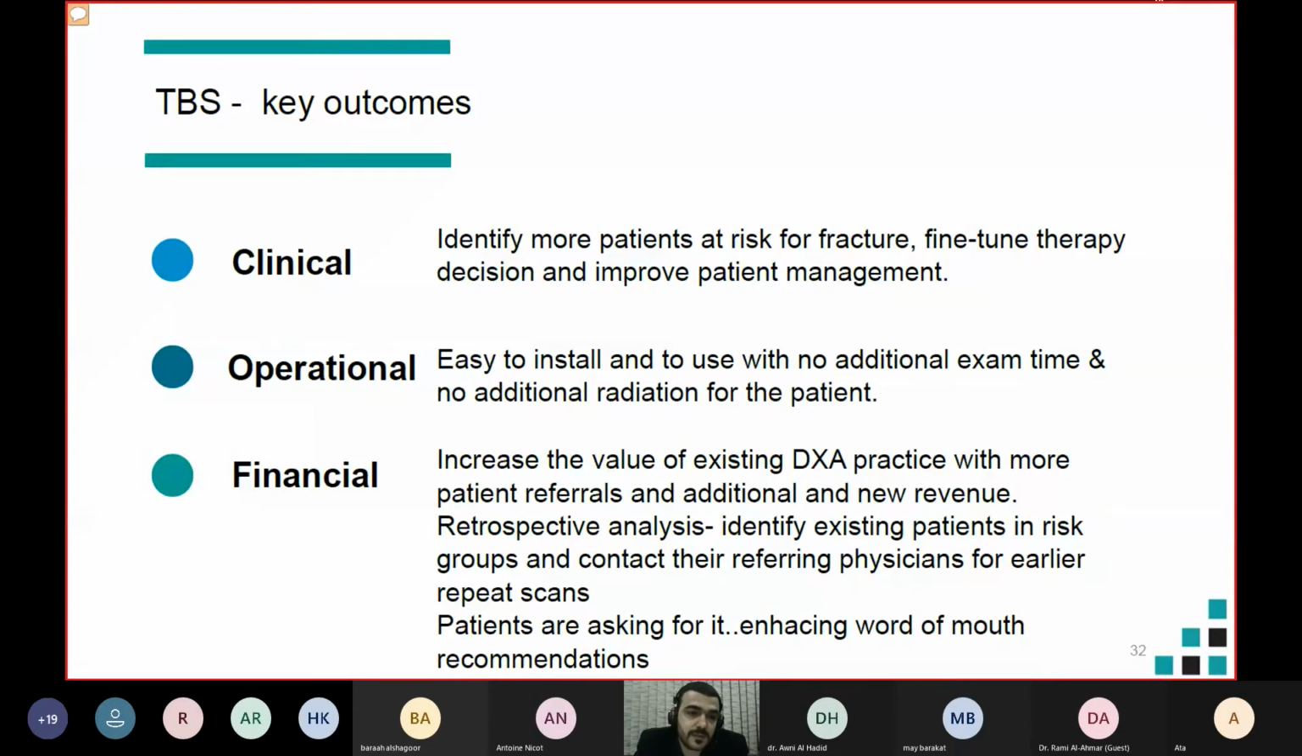Okay, what are the outcomes? As we said, the clinical outcomes about TBS: identify more patients at risk of fracture, fine-tune therapy decisions, and improve patient management. Operational: easy to install and use, with no additional exam time and no additional radiation for the patient. Financially, it increases the value of existing DEXA practice with more patient referrals and new revenue. Retrospective analysis identifies existing patients: those scanned before TBS can also be analyzed in risk groups, and their referring physicians contacted for an earlier repeat scan. Patients are asking for it, enhancing word-of-mouth recommendations.